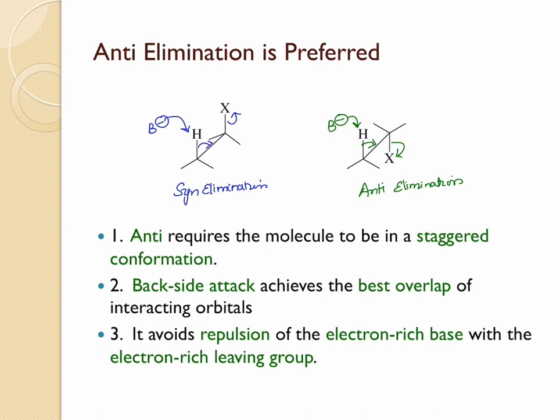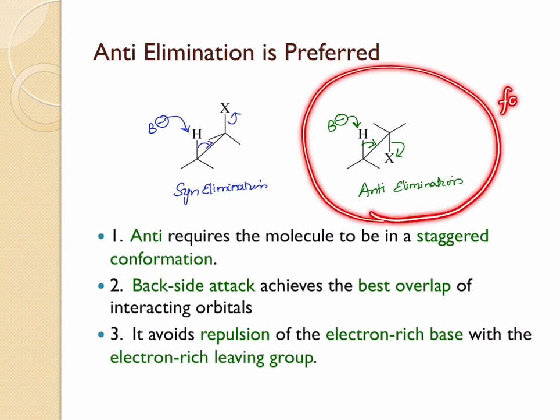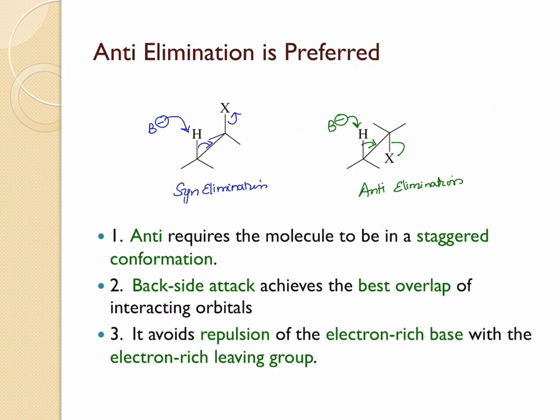Now, between these two types of elimination, there are three important reasons that we can specify why anti-elimination is the favored one. If you take a closer look into the two conformations, you can definitely see that the anti-elimination requires the molecule to be in staggered conformation, while the syn-elimination wants the molecule to be in eclipsed form. And we already know that the eclipsed form is unstable, while the staggered form is stable, right? So that is one reason why you want the elimination to happen in the anti fashion.